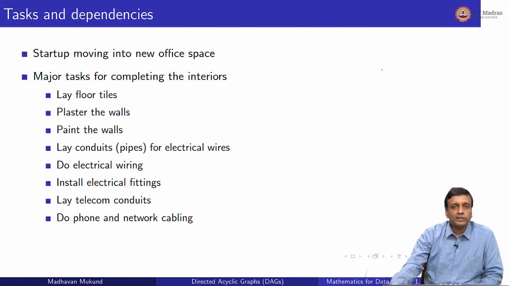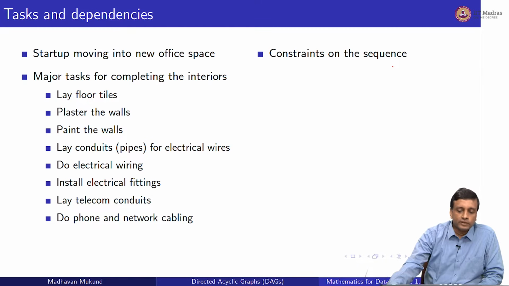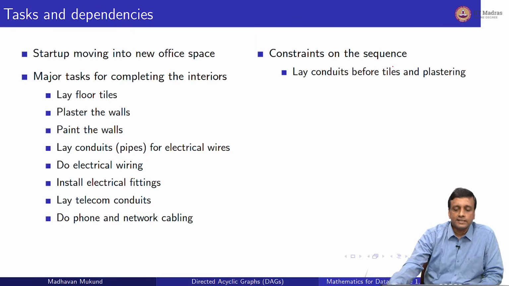Then of course you have to put in the wiring, and you have to also, after you finish the wiring of the electrical things, you have to put in the fittings. You have to put in the lights, the fans, the switches and so on. So now these are all activities which need to be done, but clearly they cannot be done in an arbitrary order. So for instance, we have these constraints.